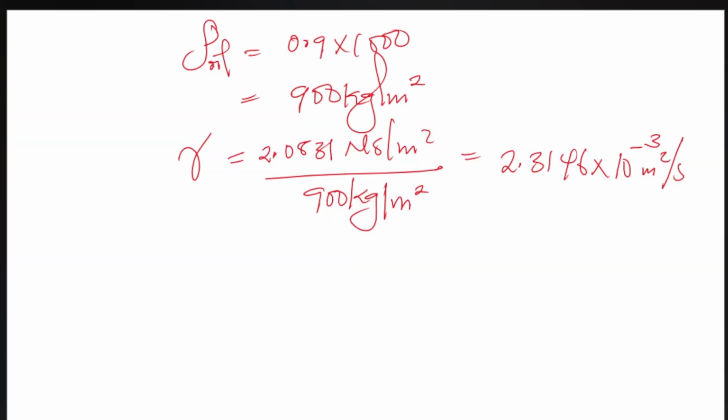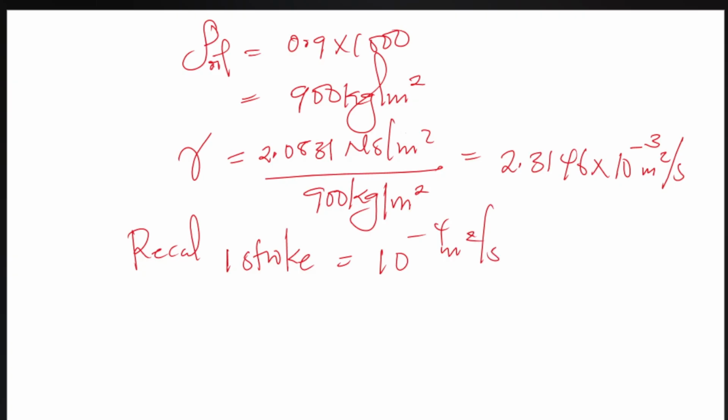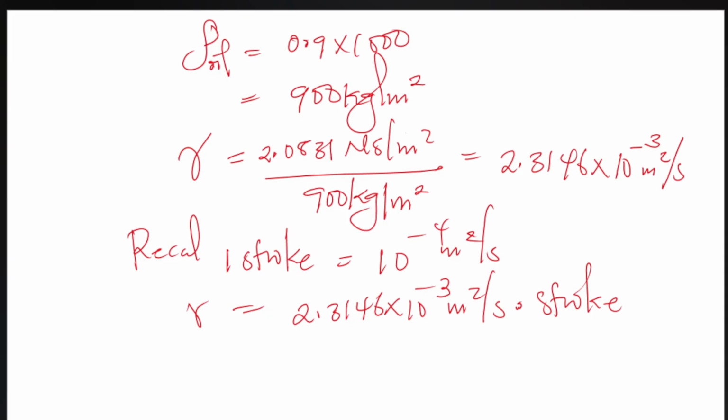Now for you to convert your meter square per second to stroke, you recall that when we are considering strokes, we say that one stroke is equivalent to 10 raised to the power of minus 4 meter square per second, right? So for you to get your kinematic viscosity in strokes, we'll simply have 2.3146 times 10 raised to the power of minus 3 meter square per second multiplied by strokes, and this will be divided by 10 raised to the power of minus 4 meter square per second. So you can see that you can cancel out this and you're left with just strokes.